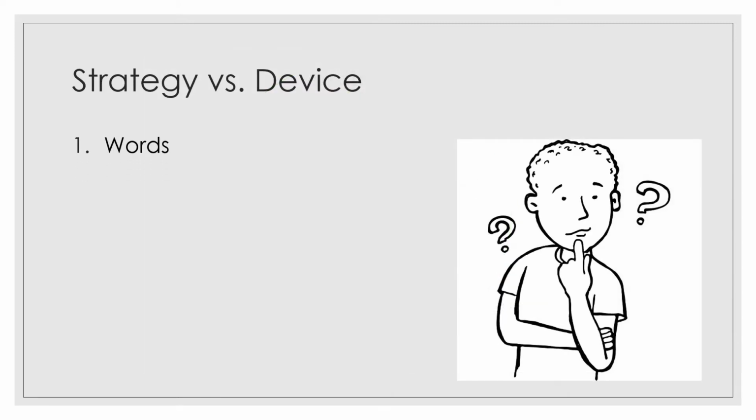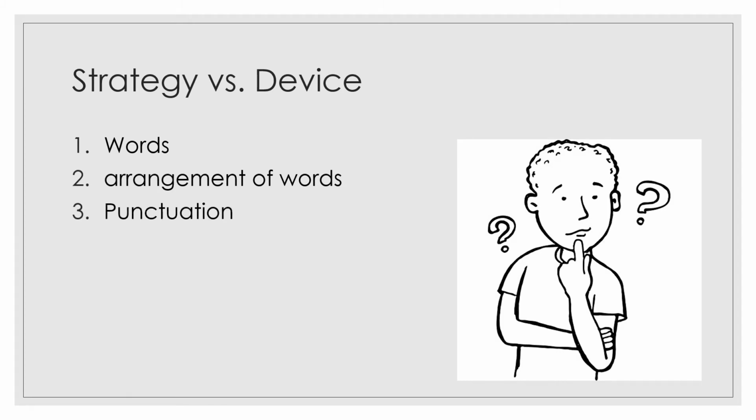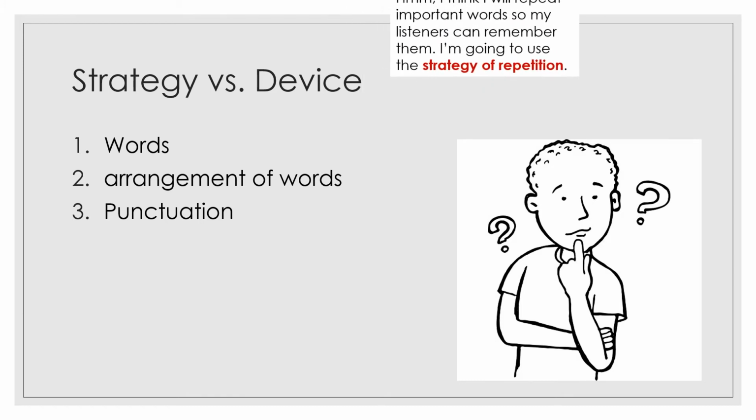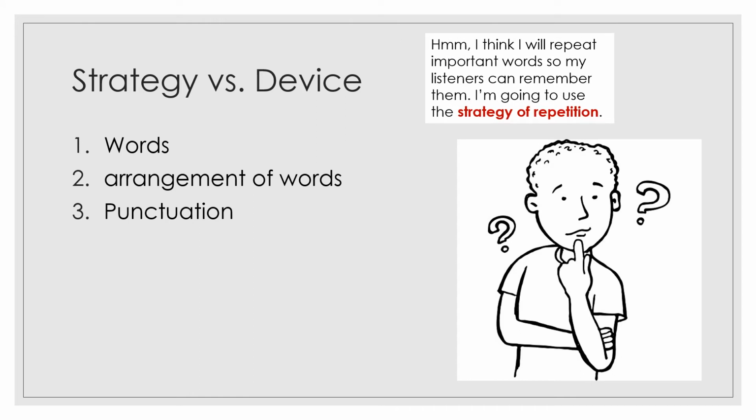For example, let's imagine that we have a speech to write. We know we've got three choices. We can choose our words. We're going to choose our words carefully. We can arrange our words into sentences. That's our syntax. We can punctuate those words. All of those are choices we can make. Maybe we think, I'm going to repeat important words to my listeners. That's a good strategy to use. I'm going to use repetition.